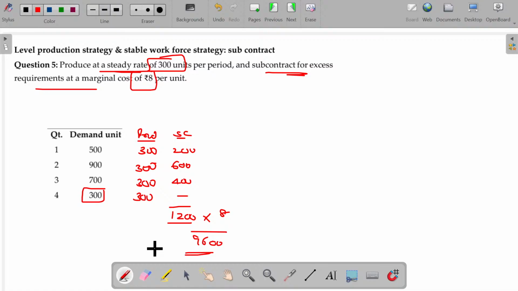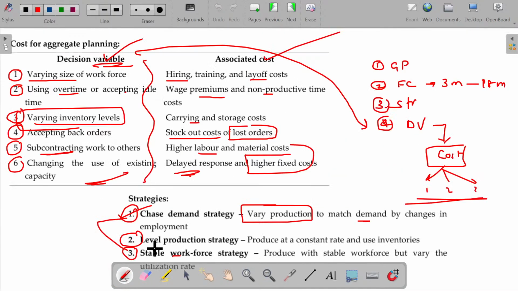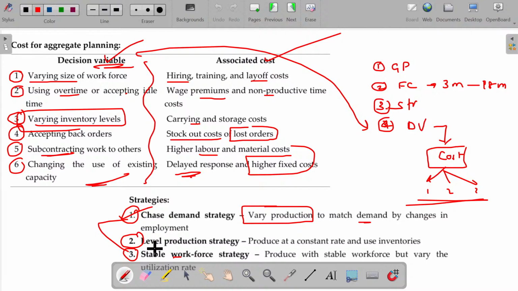Clear? Hope you will now be able to understand the concept of strategy, meaning aggregate planning here. All these things are for understanding purposes. Now here you see, we have three strategies.